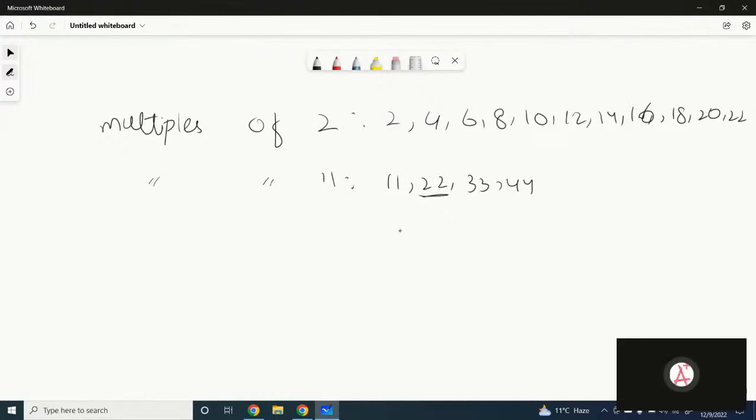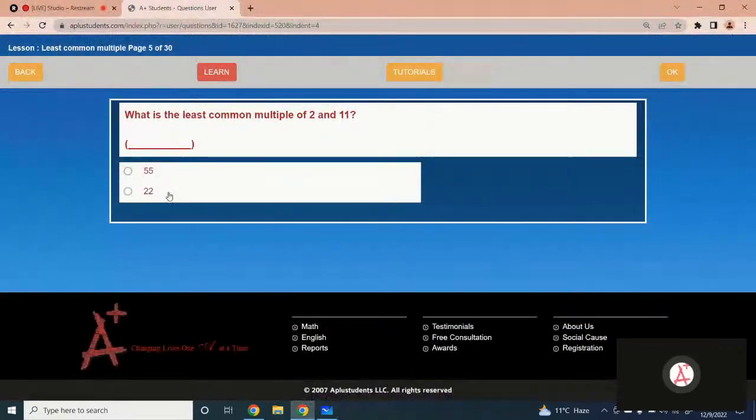Which one? Yes, it is 22. The only common number is 22. There is an easy way to find the LCM, but I don't want you to be confused. If you don't have anything common in the numbers, like 2 and 11, you don't have 11 in the table of 2. 2 times no number is 11. So simply multiply the numbers. 2 times 11 is 22.